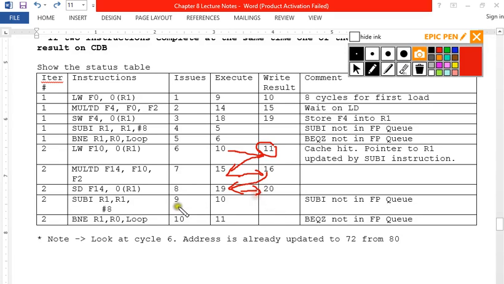We do this again. Again, we do sub I, R1 and R1. We subtract 8. It's issued at 9. Goes to 10. Branch not equal goes to 10 and 11. Yeah. Does anybody have any questions?